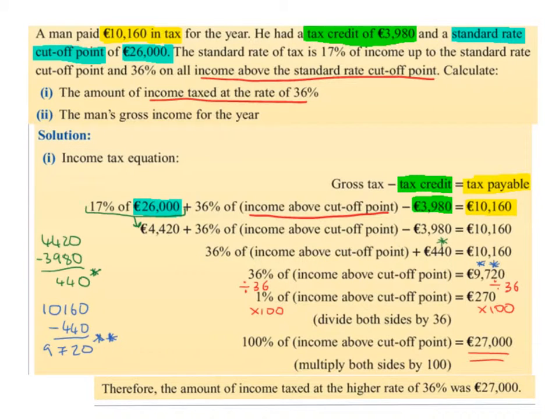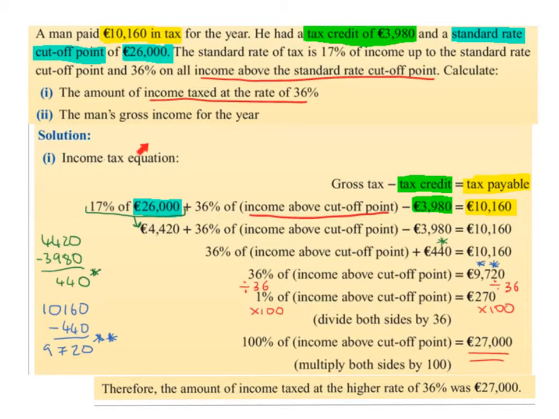A man paid €10,160 in tax for the year. He had a tax credit of €3,980 and a standard rate cut-off point of €26,000. The standard rate of tax is 17% of income up to the standard rate cut-off point, and 36% on all income above the standard rate cutoff point. Calculate the amount of income taxed at the rate of 36% and the man's gross income for the year.